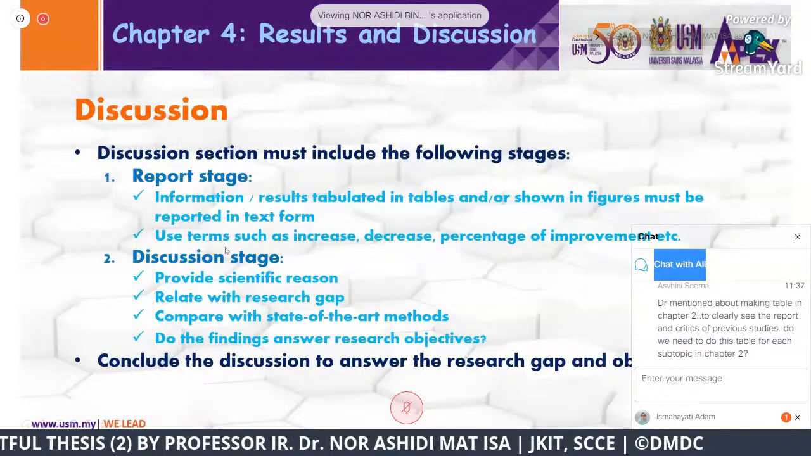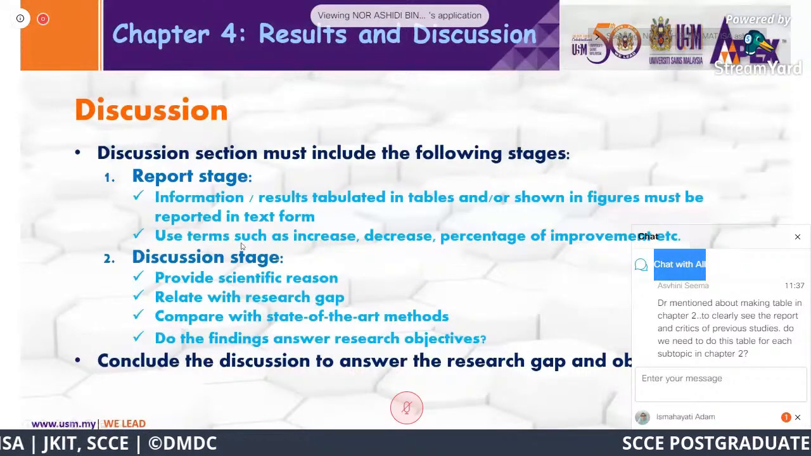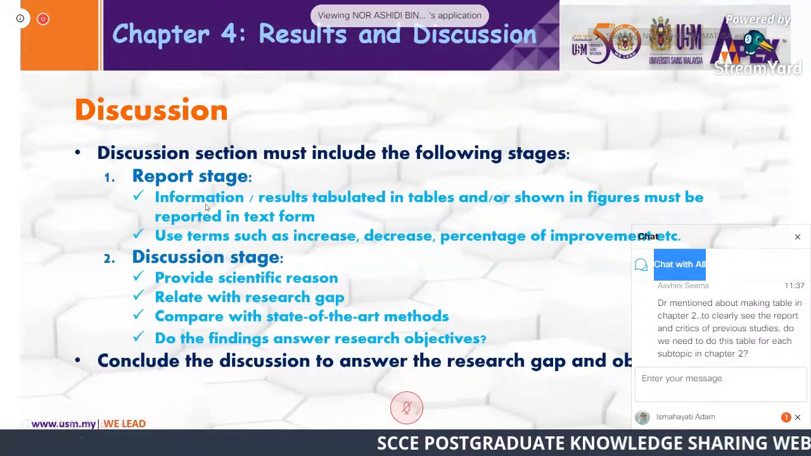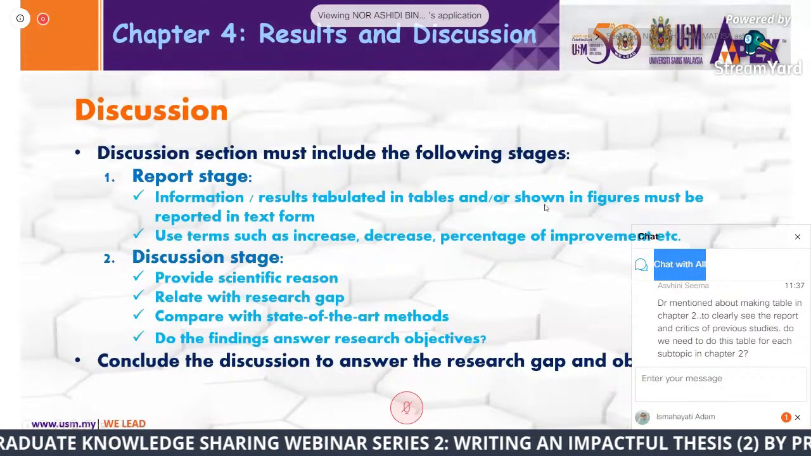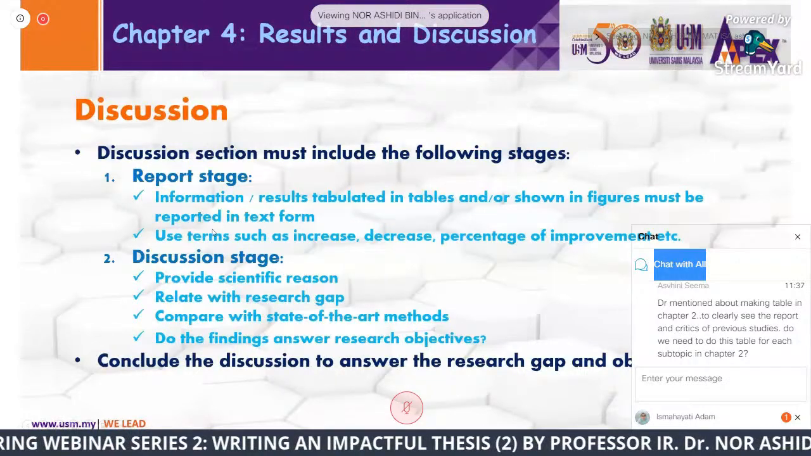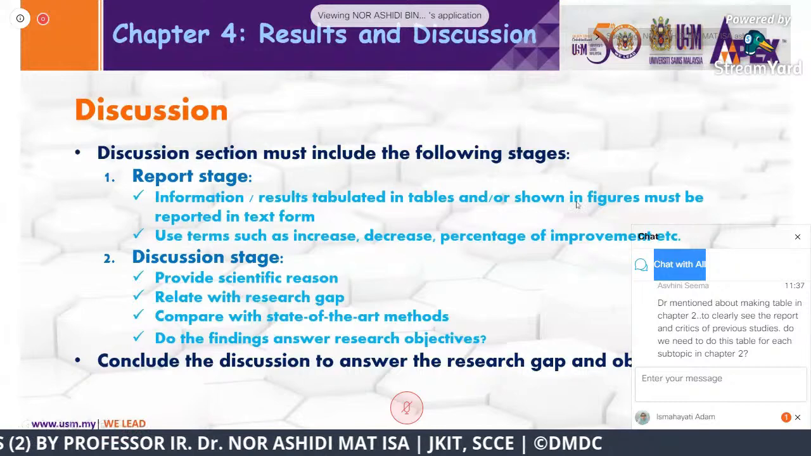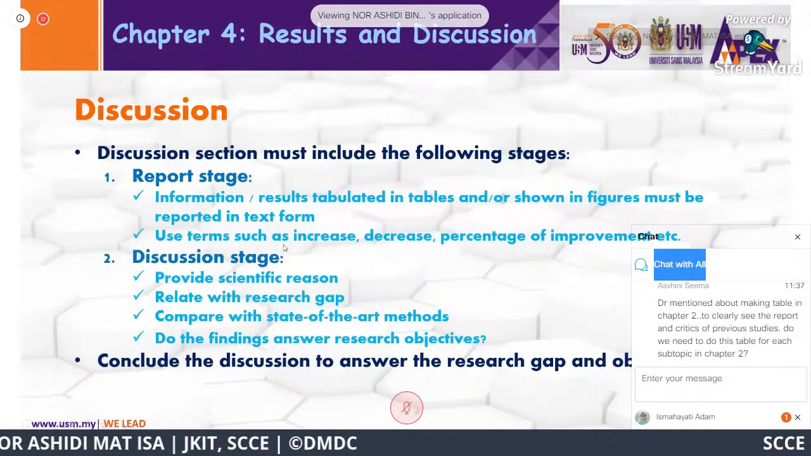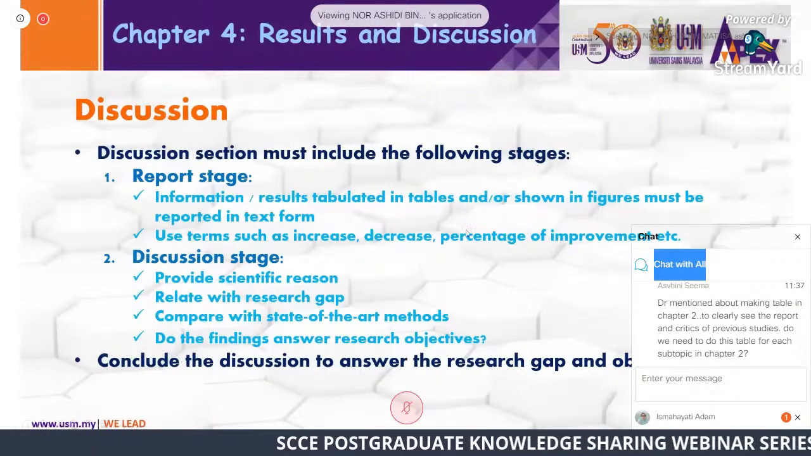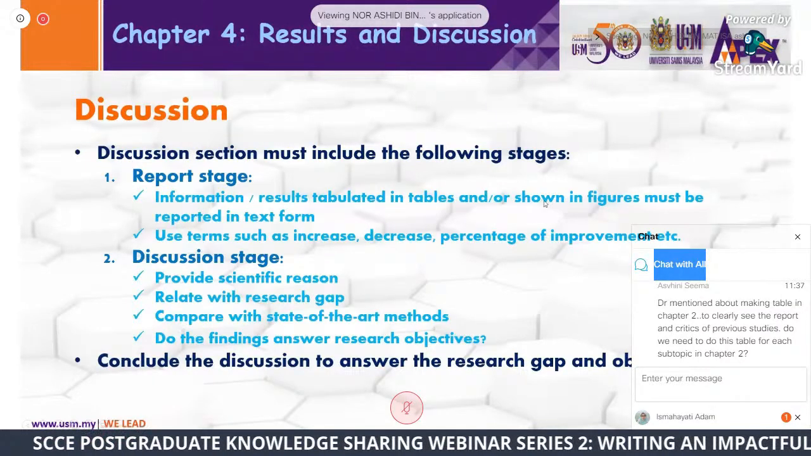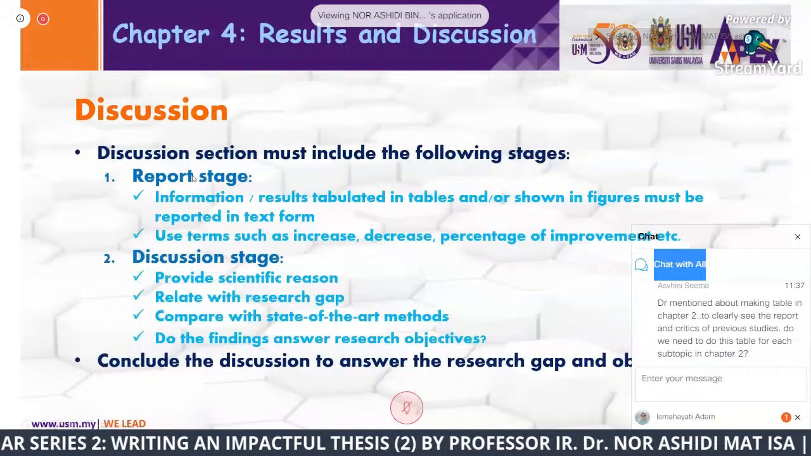This is to differentiate between PhD student, master student and undergrad student. Report stage means the information and the results which are tabulated in your tables or shown in your figures, you report. We can get the information directly from the table and the figure. For example, you use the terms increase, decrease, reduction or improvement and so on, because all of this information can be directly obtained from your tables and figures. This is what we call report.